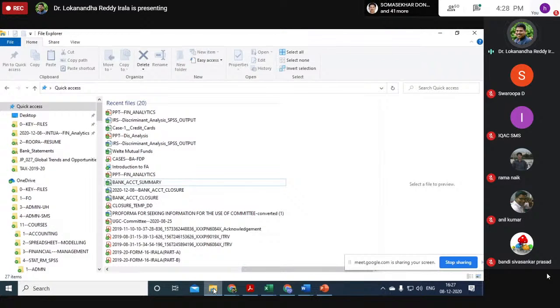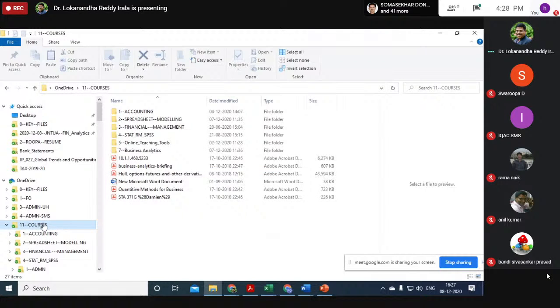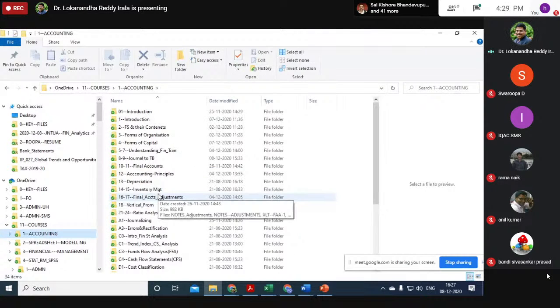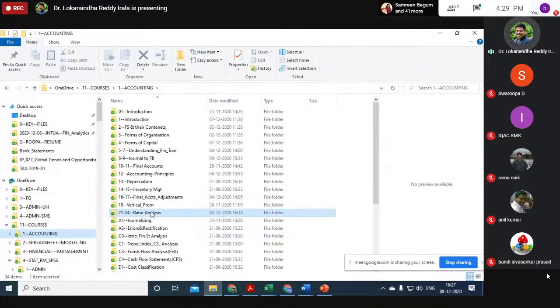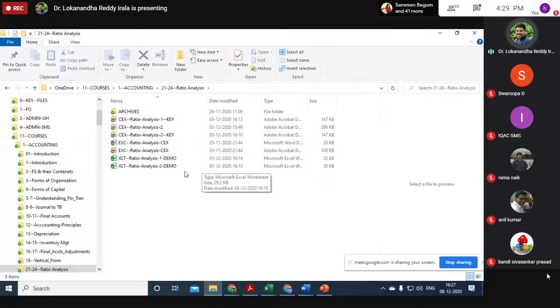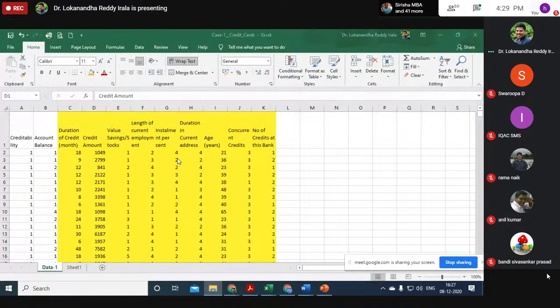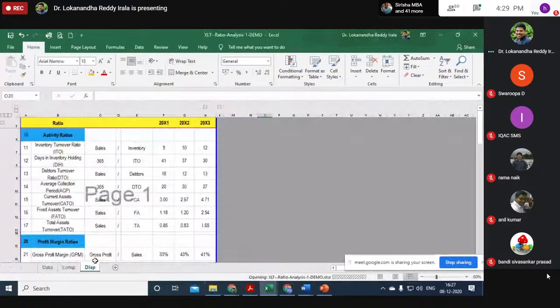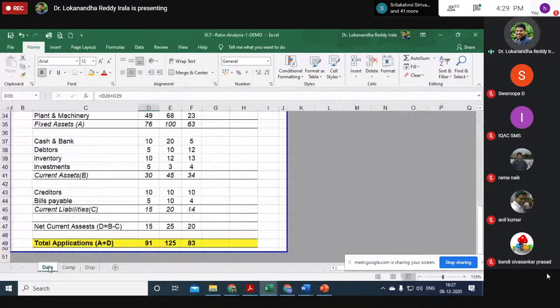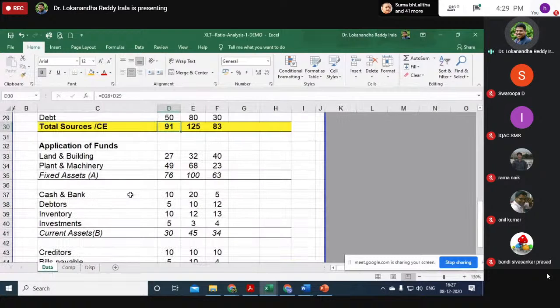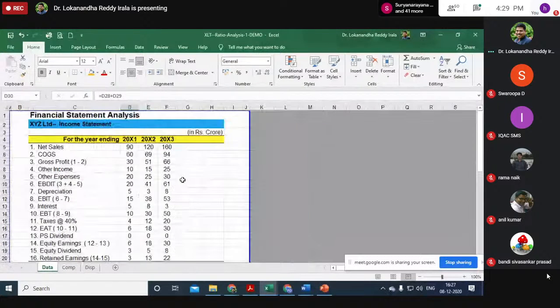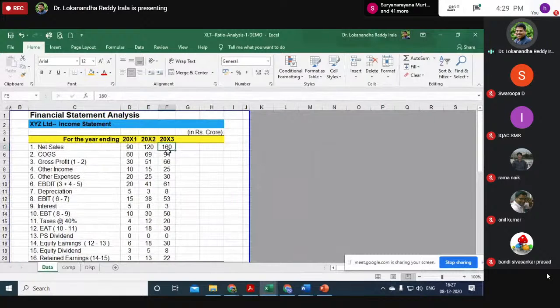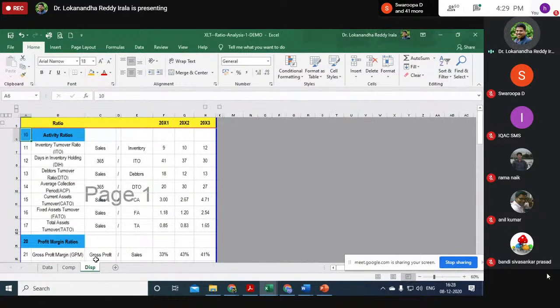For instance, let me take you through accounting. Then you go to ratio analysis. Yeah, so here we go. See, here we have a set of ratios. The data is here, right? I just made it for a 3-year period. You could have done it for a 5-year period as well. So now here we have all these ratios.